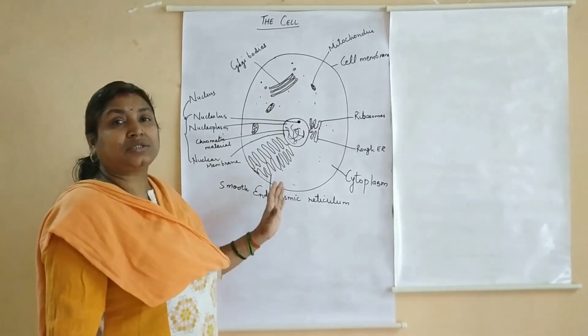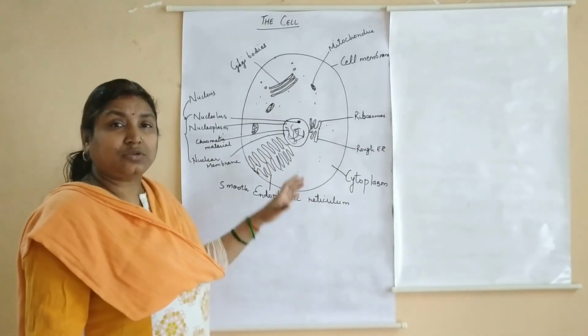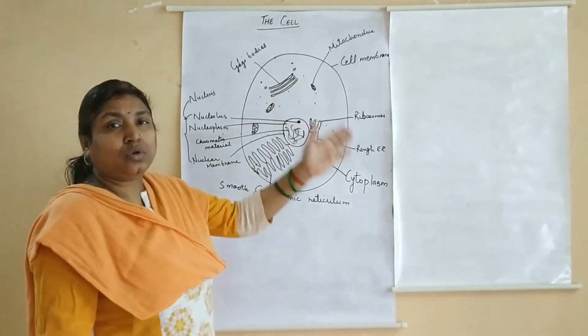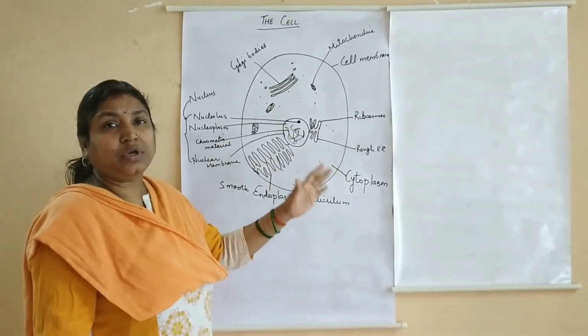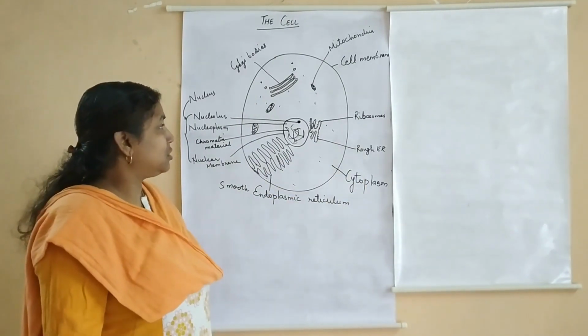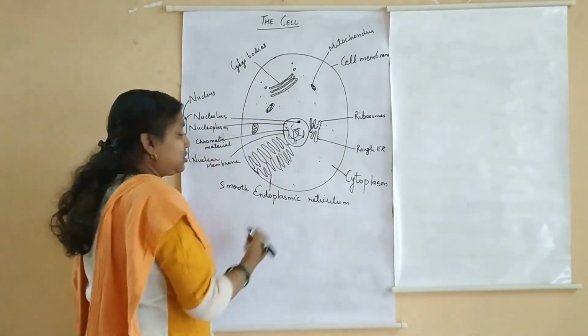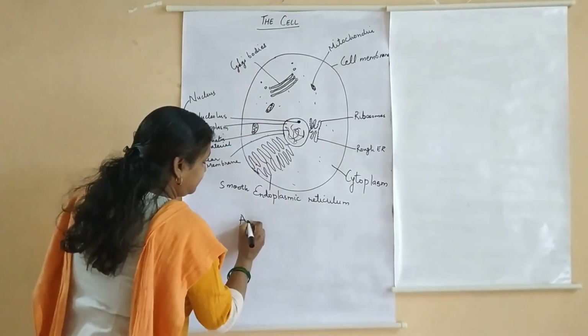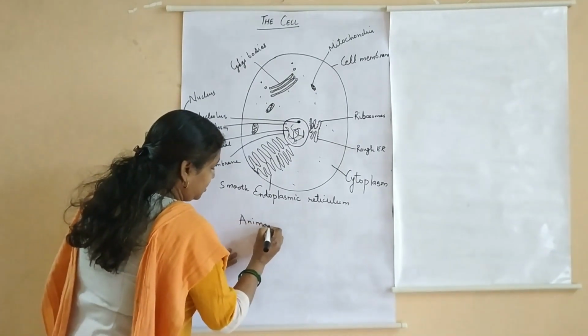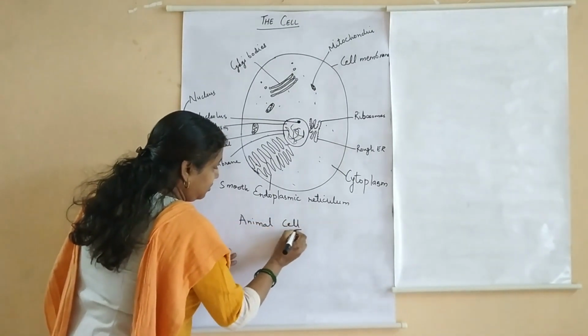Apart from this, there are certain cell organelles which are present only in plant cells or only in animal cells. So now we are going to study all those structures. If I take this cell, since it has only one membrane, this is your animal cell.